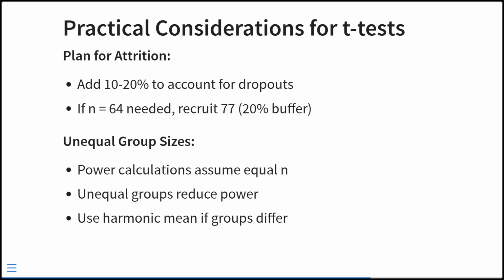Now, practical considerations. We have what we call attrition, maybe loss to follow-up or dropouts. One needs to add 10 to 20% to account for dropouts. So if you have 64, you need to recruit 20% more of that number, so your total recruitment is going to be 77, accounting for dropout from the study or attrition. On unequal group sizes, power calculations can assume equal N. Unequal groups actually reduce power, so use the harmonic mean if the groups differ.